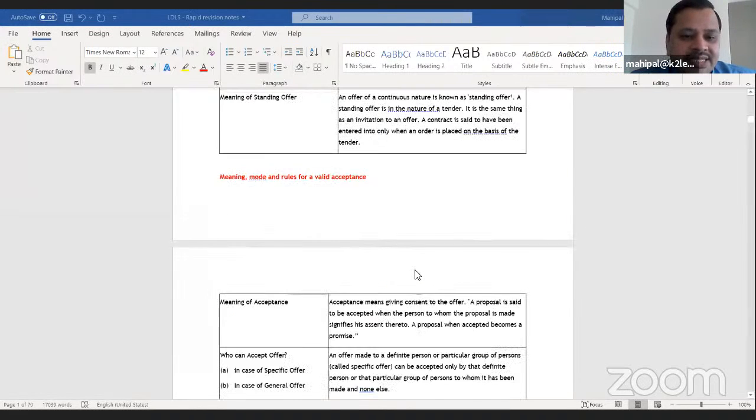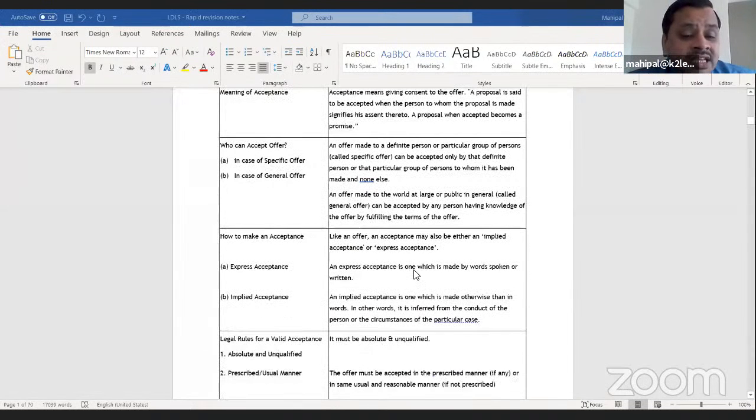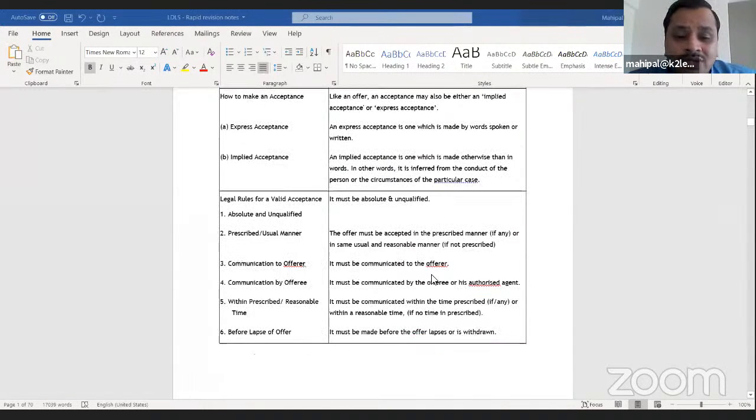Next, acceptance. Acceptance means giving consent to the offer. Who can give the acceptance? In case of a specific offer, the person who has received the offer should give it. In case of a general offer, any person who has knowledge of that particular offer and wants to fulfill the terms of such offer can accept the offer. How can the acceptance be made? It can be made by an express acceptance or by an implied acceptance. What are the legal rules?